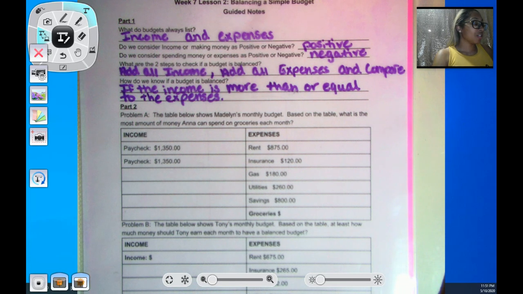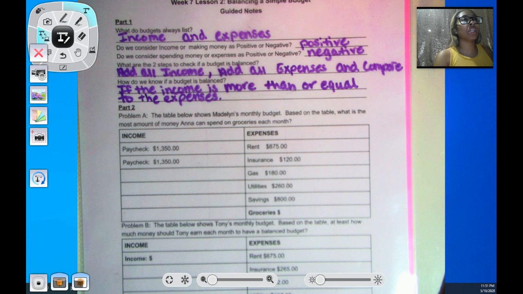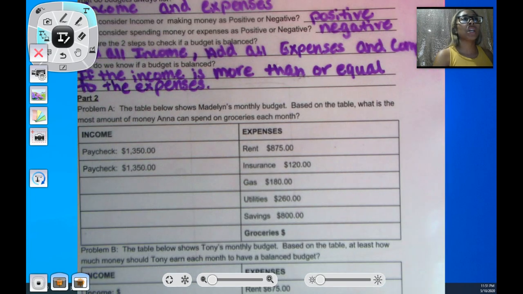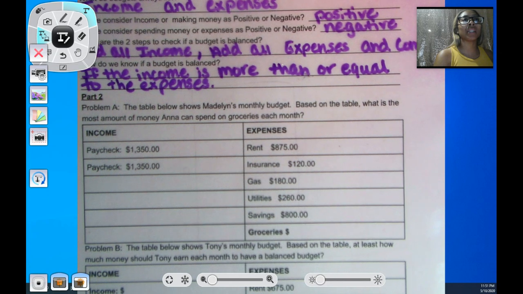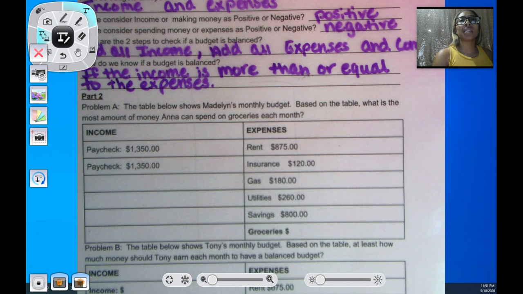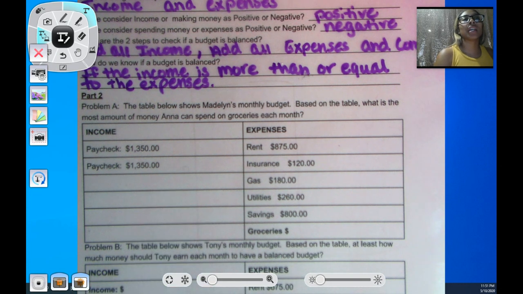All right. So we're in part 2. We're looking at the first problem, problem A. I'm going to zoom in here. It says the table below shows Madeline's monthly budget. Based on the table, what is the most amount of money? Oh, that's supposed to be Madeline, not Anna. Can spend on groceries each month.